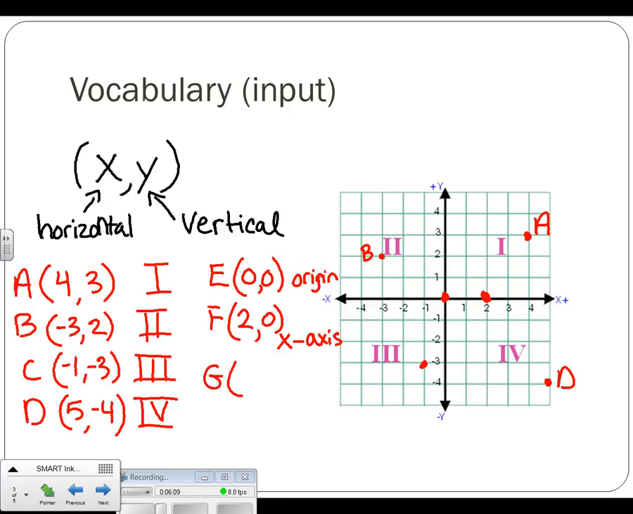G is at 0, -3. So from the origin, 0 means you don't go right or left, and then -3 means down 3. And so this would be G. Looks like I was forgetting to label some of mine. The origin is E. The last one we did over here was F. And let's see, I'm missing C, which was down here. And so back to G, this last one, that falls in between quadrants 3 and 4, which is on our y-axis.